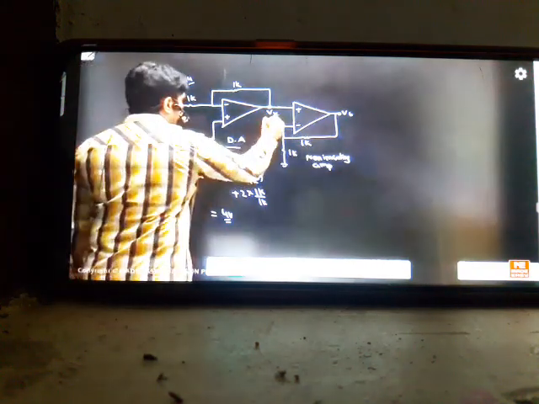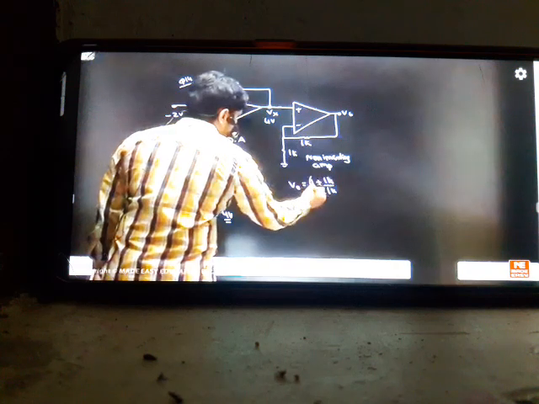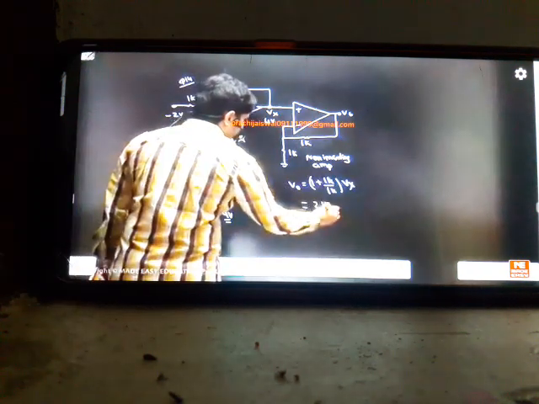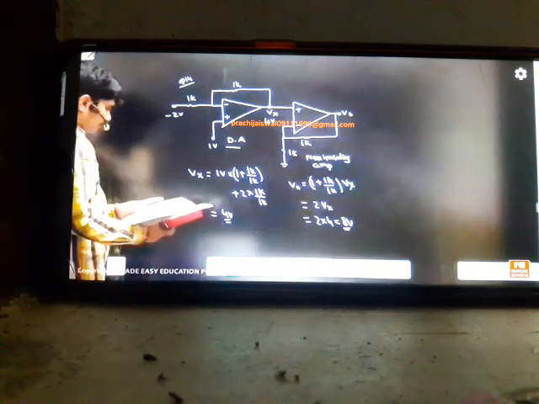So if this is 4 volts, then apply this concept. What is V0 here? It is (1 plus 1k by 1k) into Vx. This is the non-inverting gain. So the answer is 2 into Vx, so 2 into 4. The answer is 8 volts. So it's a very simple question. Option C will be the correct answer.